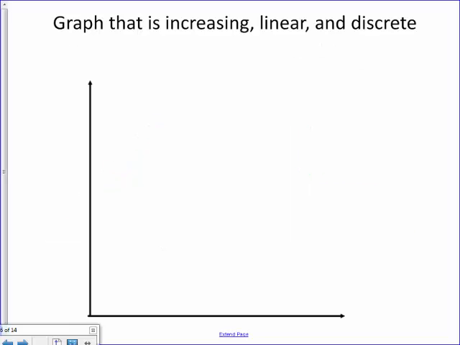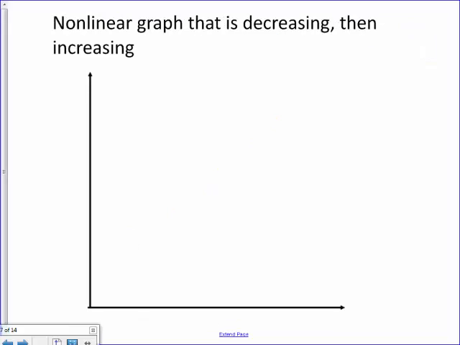So let's make a graph that's increasing, linear, and discrete. So discrete means I need points. Linear means they need to be in a line, and they got to go up, increasing. So if I put a point here and put a point here, all my points just have to make a straight line if I were to connect them. But I'm not going to because it's discrete, so I could leave it just like that.